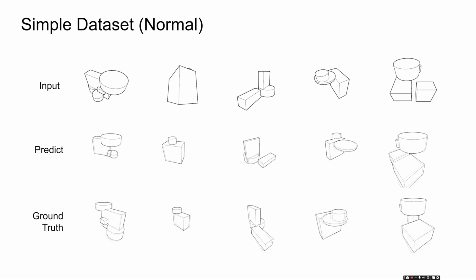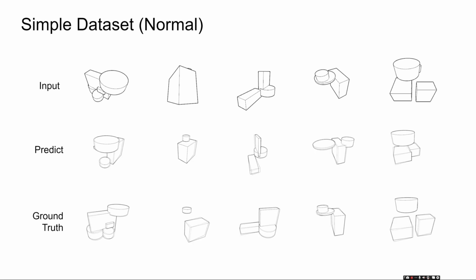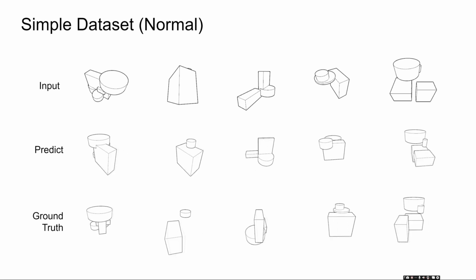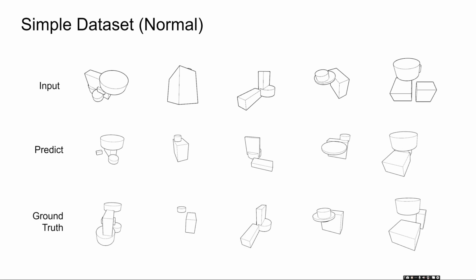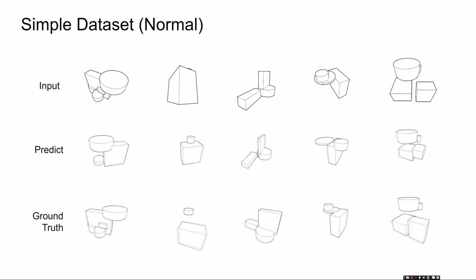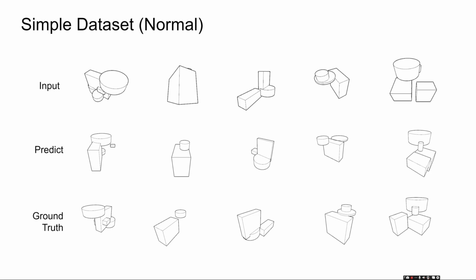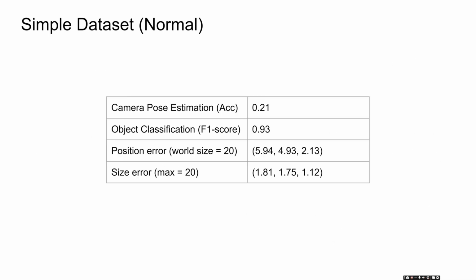Here's the result of the normal dataset, which has no hidden lines as well as the axis information. As you can see, the result is worse compared to the previous one, but at least the number of objects and the types of shape are correct. The values are also worse, but still I will say it works.